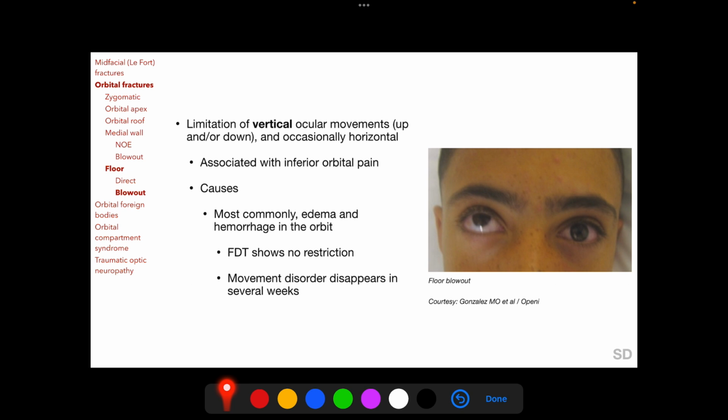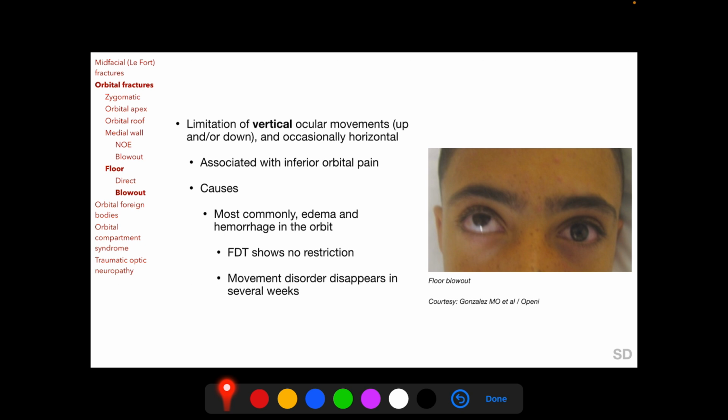The main clinical signs of orbital floor blowout are limitation of ocular movements, enophthalmos, and hypoesthesia in the distribution of the infraorbital nerve. So in orbital floor blowout, we find limitation of ocular movements, particularly in the vertical direction, either in supraduction and/or infraduction.